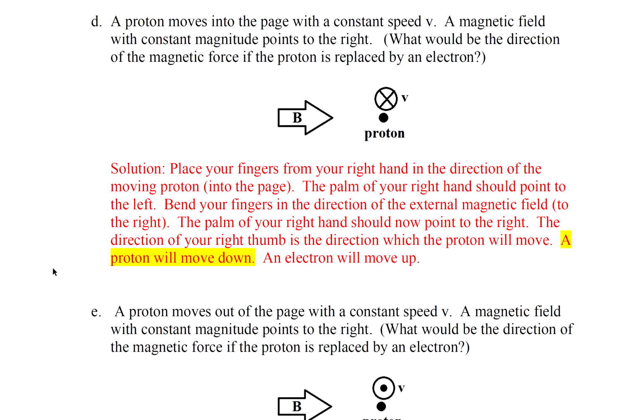Part D, a proton moves into the page with a constant speed v. Now point the fingers of your right hand into the page and bend your fingers to the right because the external magnetic field is to the right, and your thumb points down. So the direction of the force on the proton is going to be down.